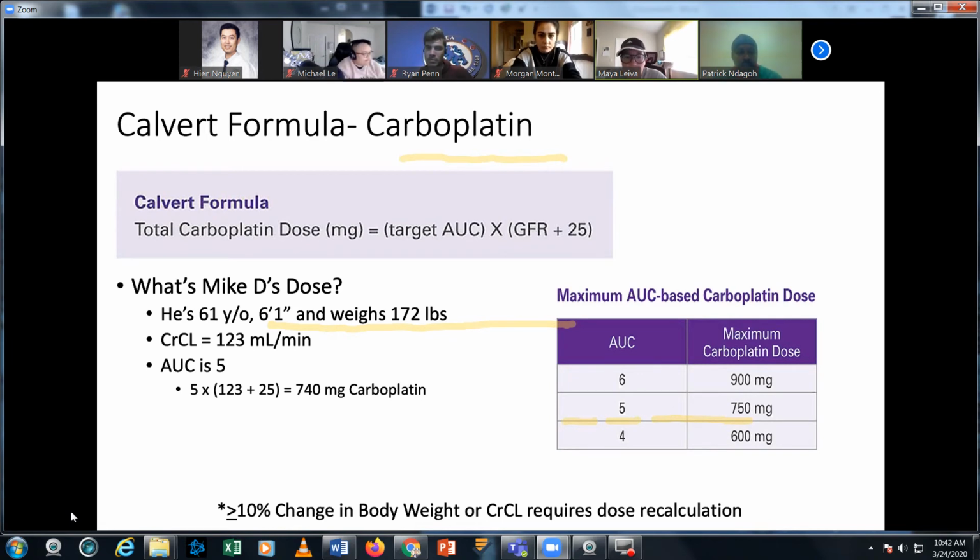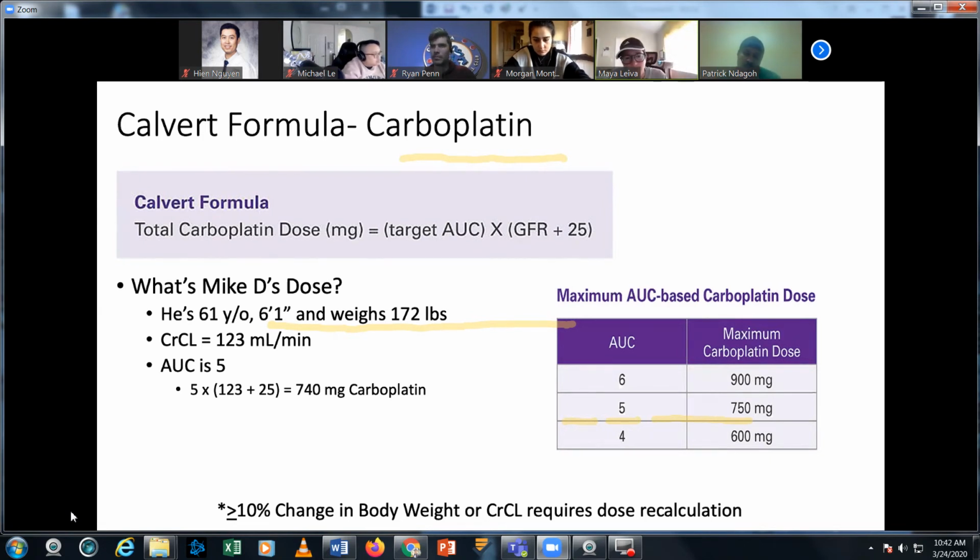So generally speaking, we use an AUC of 6 for ovarian cancer. We tend to use 4 or 5 more for most other kinds of cancer, including breast cancer, head and neck. So it really just depends on what you're treating and what regimen or protocol you're using. So it'll change based on, again, what the data shows is most effective, if that makes sense.